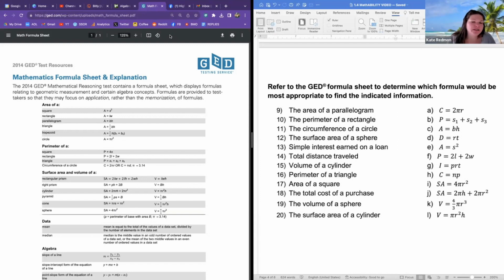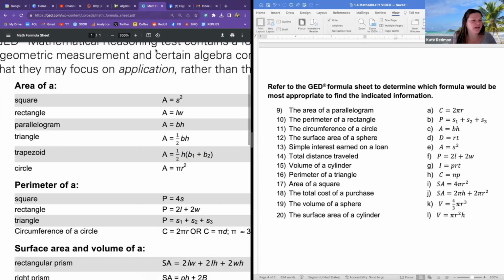So number 9 says the area of a parallelogram, and we can see that it's the first section of the formula sheet that features the area. If I focus in on those area formulas, there's the parallelogram, there's the formula I need. A is equal to BH. So let's see, and it's C. Ha, cute. So the area of a parallelogram is C.